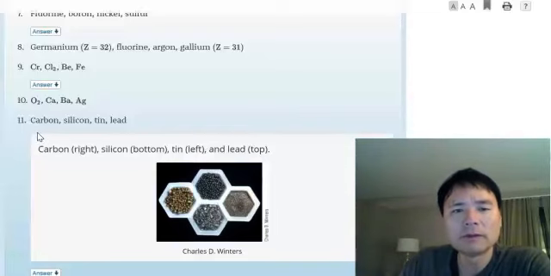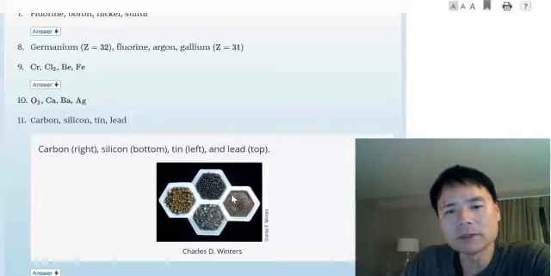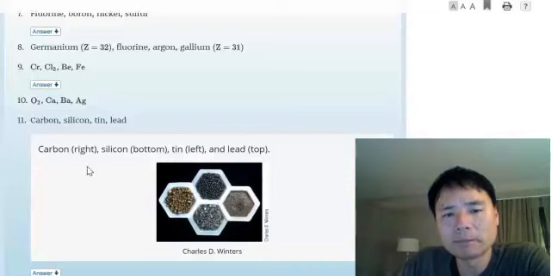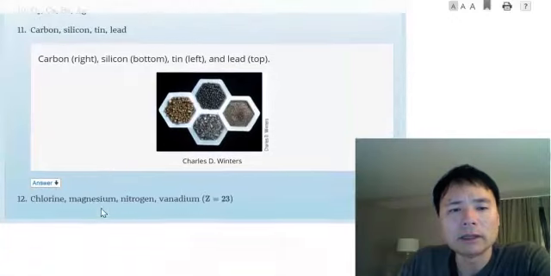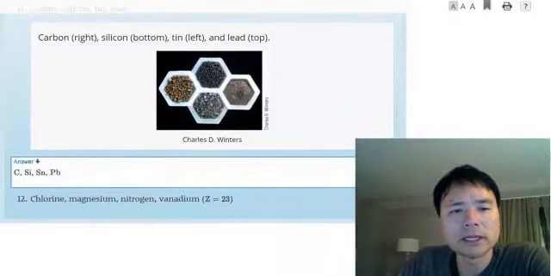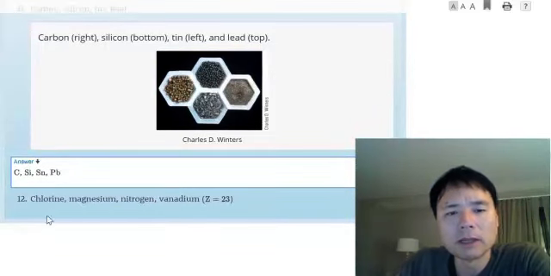Okay, number 11, we have carbon, silicon, tin, and lead. And here are samples in the photograph shown here, but carbon would be just C, silicon Si, tin Sn, and lead Pb. All these are solid. Okay, then let's check the answer. Just C, Si, Sn, and Pb.